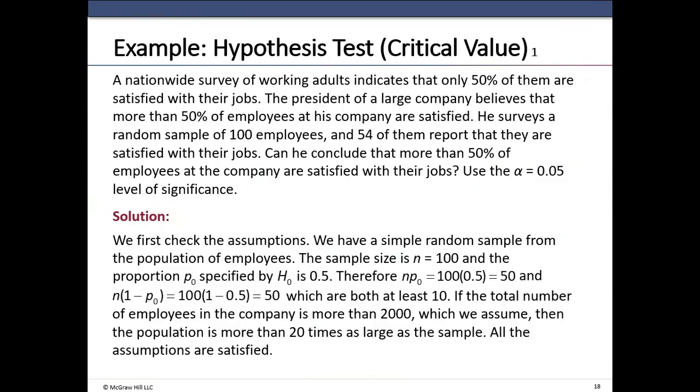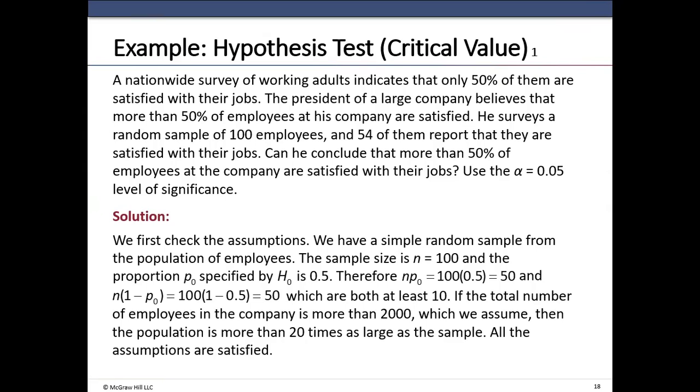Okay, so let's see this problem. A nationwide survey of working adults indicates that only 50% of them are satisfied with their jobs. The president of a large company believes that more than 50% of employees at his company are satisfied. He surveys a random sample of 100 employees, and 54 of them report that they are satisfied with their jobs. Can he conclude that more than 50% of his employees are satisfied with their jobs? Use alpha equal to 0.05.